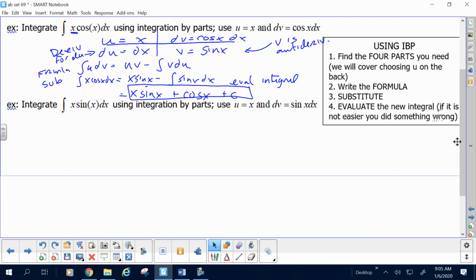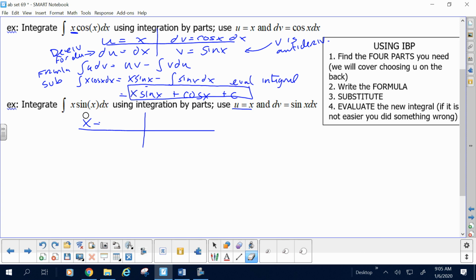So, here we go. Do you feel like you want to try one on your own or walk through another one together? Walk through it. Okay, so the very first thing you do is identify the four pieces. In this case, they tell you that u equals x. Just like in u-substitution, where I told you what to u-sub, eventually you need to know for yourself what to make u and what to make dv. We'll talk about that in the back. But right now, I'm telling you, u is x, and dv is sine of x dx.